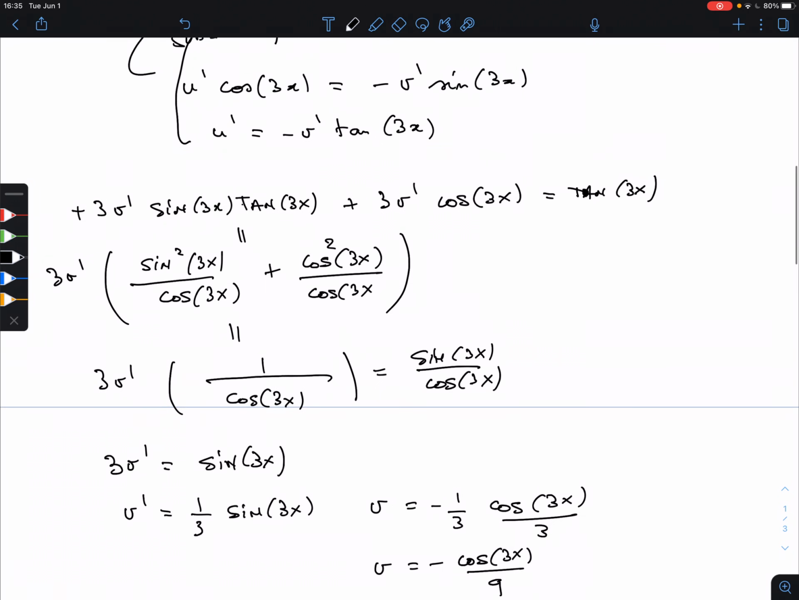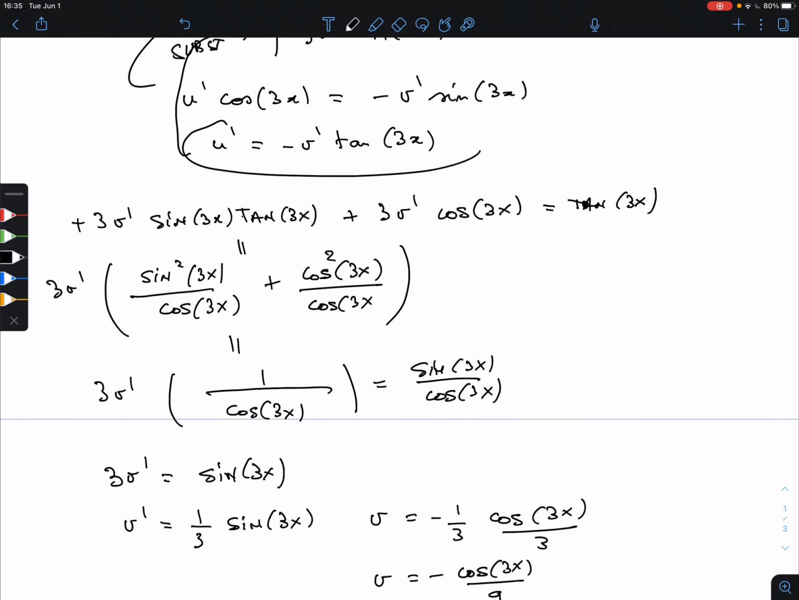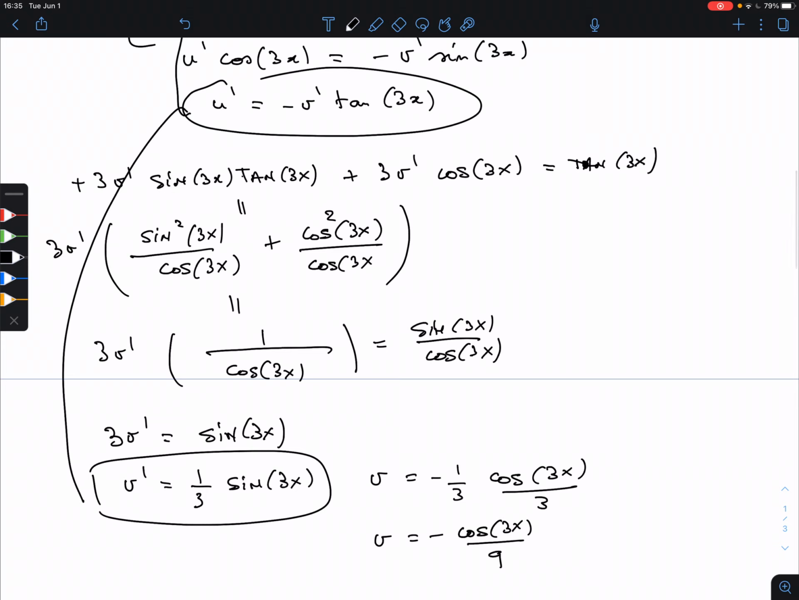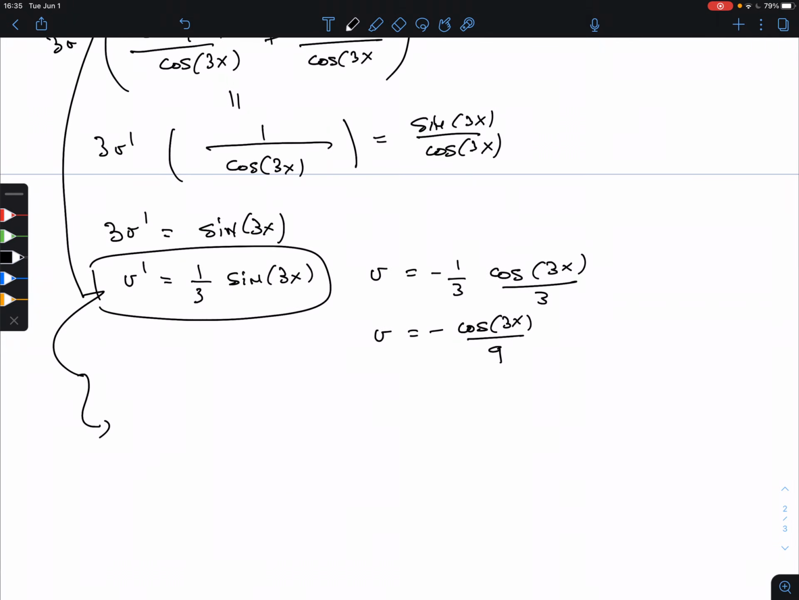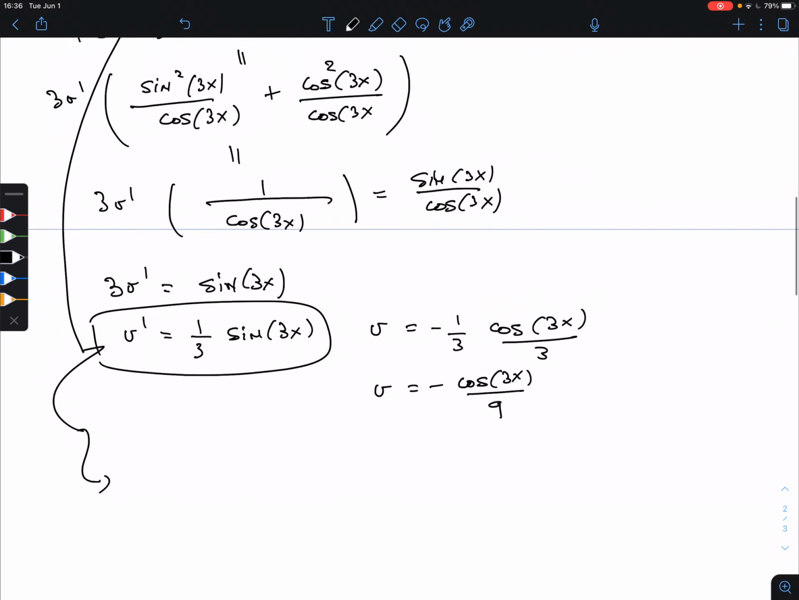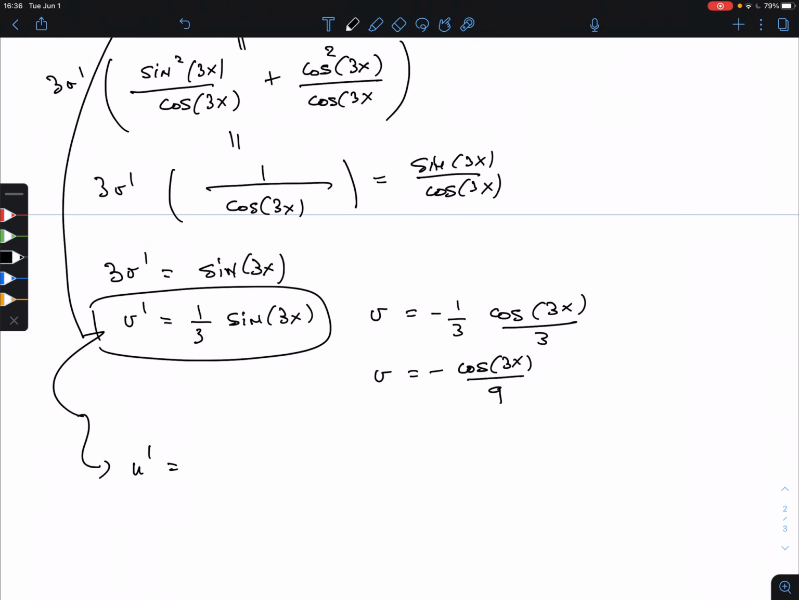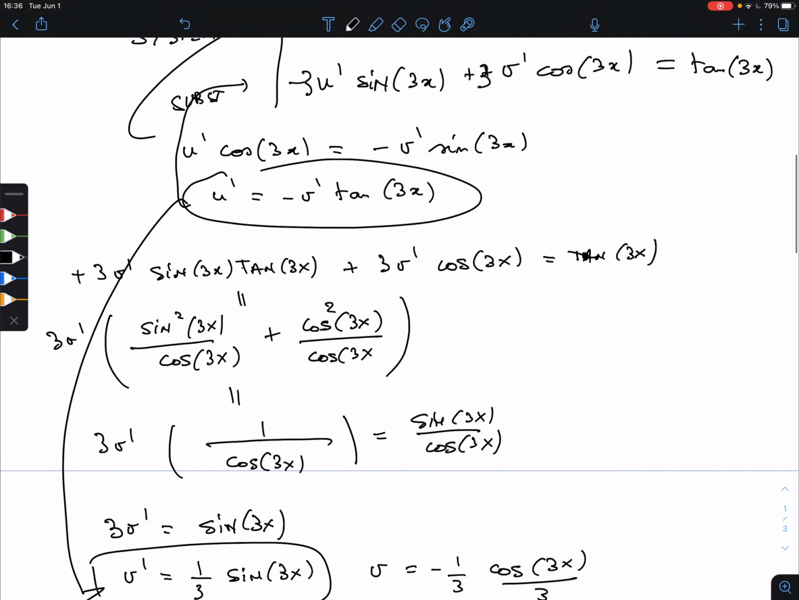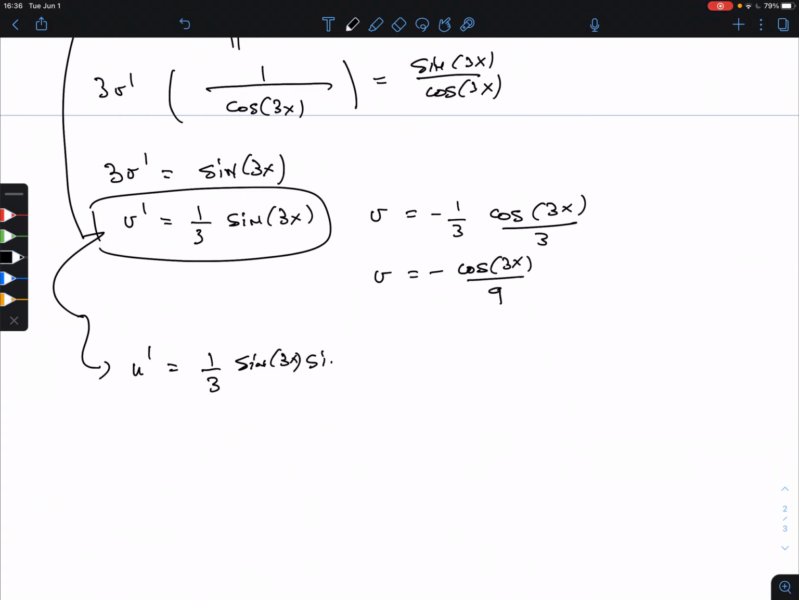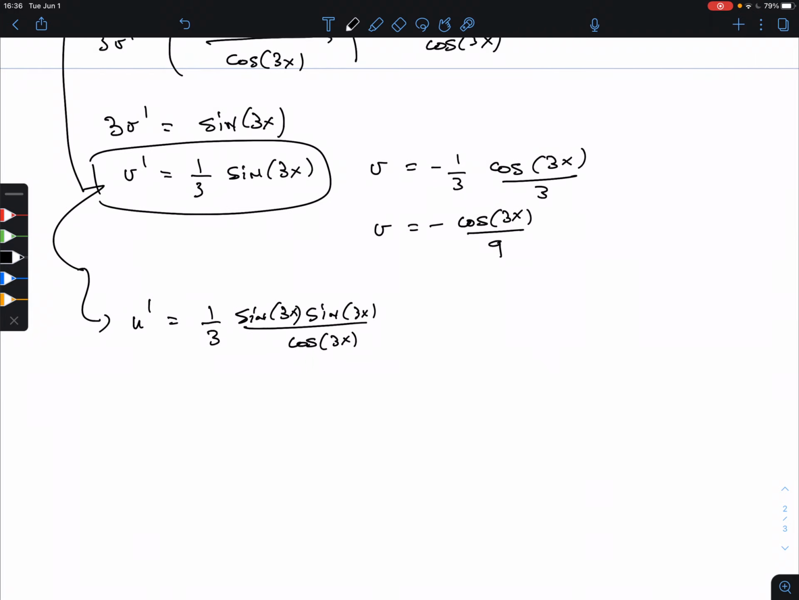But I also need u prime. Now I solved u prime here, and I know what v prime is, so let's plug that in here. So combining these two, don't start taking the derivative of this again to find v prime, you have it, right? Don't go back, don't do double work here. So I find that u prime is equal to minus v prime, which is minus 1/3 sine 3x, times tangent 3x, which is sine 3x over cosine 3x. Okay, now that looks a little bit different.